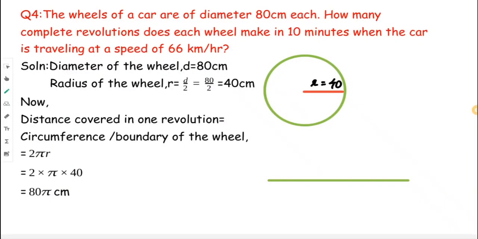The wheels of a car are of diameter 80 centimeter each. So I just drew one wheel here, right? They're given the diameter, we can find the radius. How many complete revolutions does each wheel make in 10 minutes when a car is traveling at a speed of 66 km per hour? Complete revolution, right?